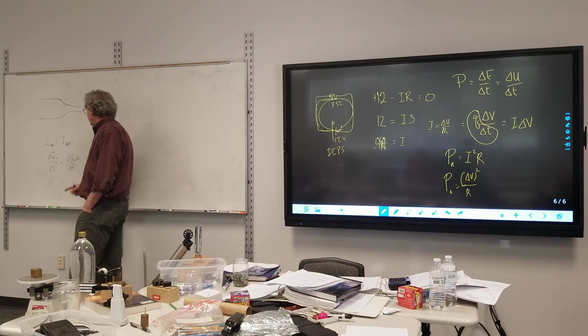I can take each of these, and so dQ in per unit length times dx dt equals dQ out per unit length times dx dt. So basically, if this is region 1 and region 2, I've got this speed element right here.